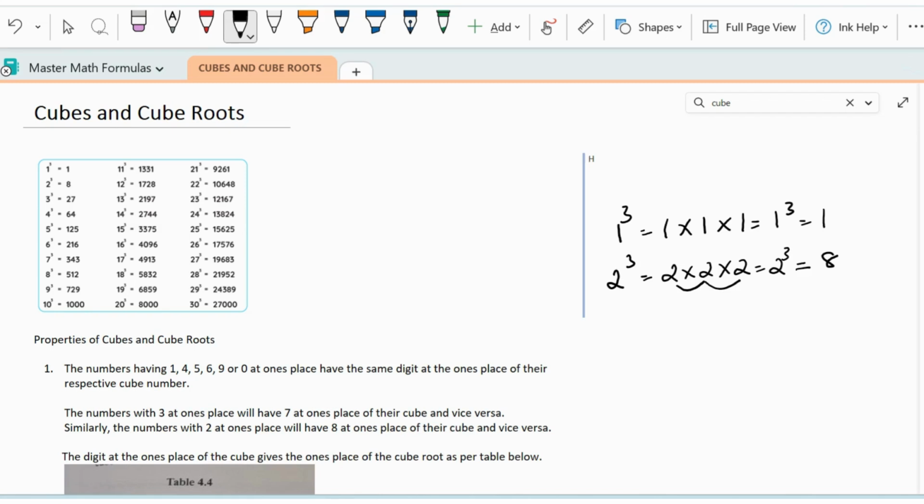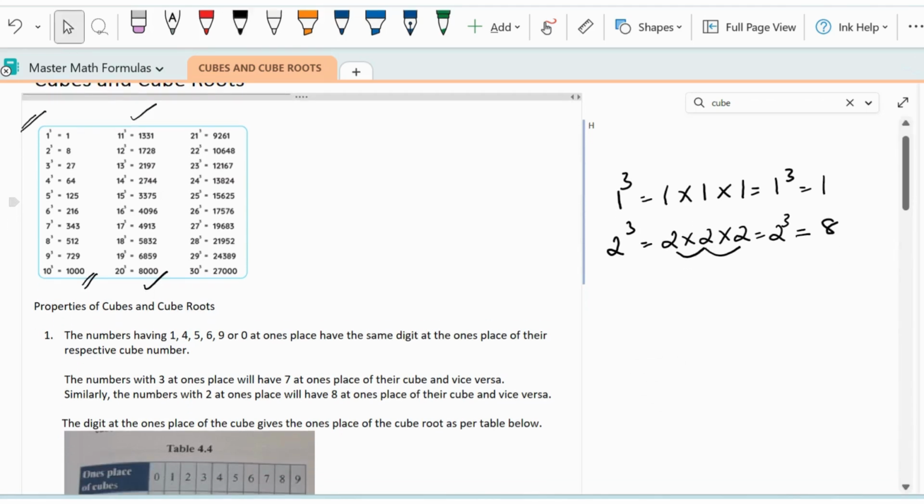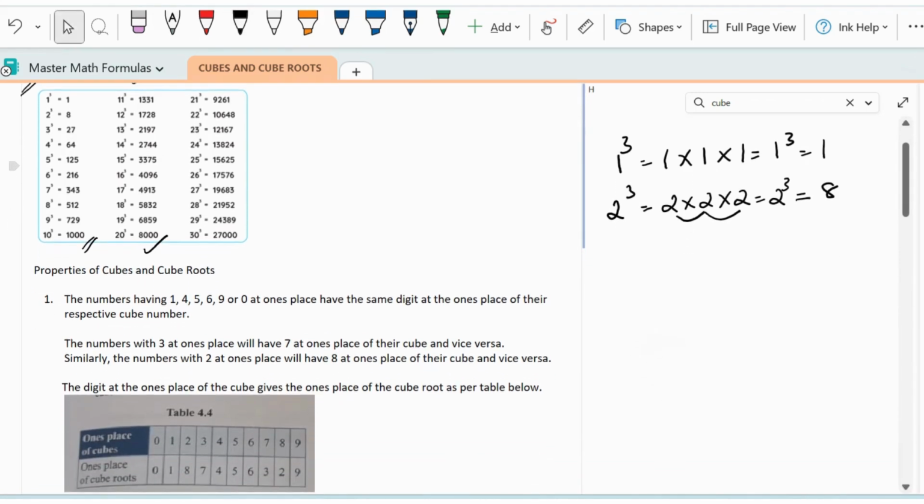So I would be happy if you can memorize 1 cube to 10 cube. If you are interested, you can go ahead with 11 cube to 20 cube also. Okay, but it's a little difficult. So at least you all can learn from 1 cube to 10 cube. To start with the properties of cubes and cube roots.